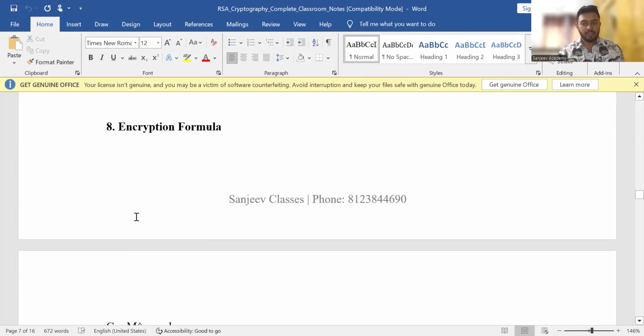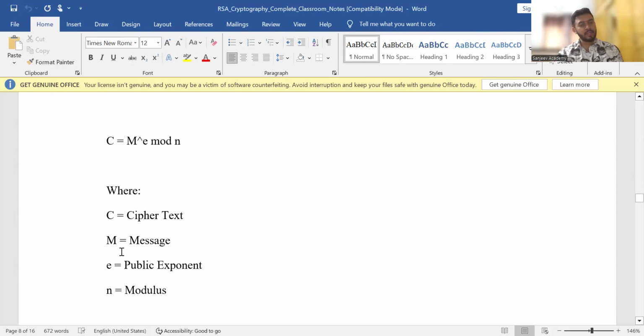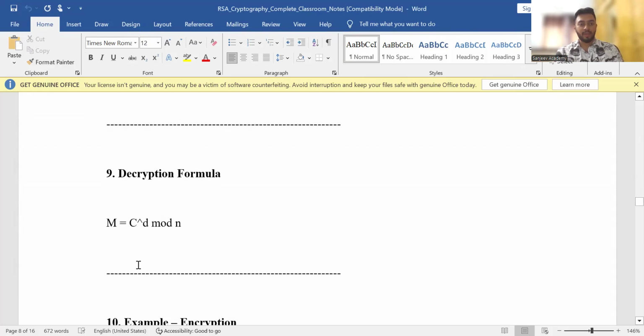And the encryption formula is there. This is the formula: C equals M power E mod N, where C is the ciphertext and M is the message. Normally they'll give you the message. E is the public exponent, and N is the modulus. So we have to remember the encryption and decryption formulas. If they don't give the formula, handsheet.